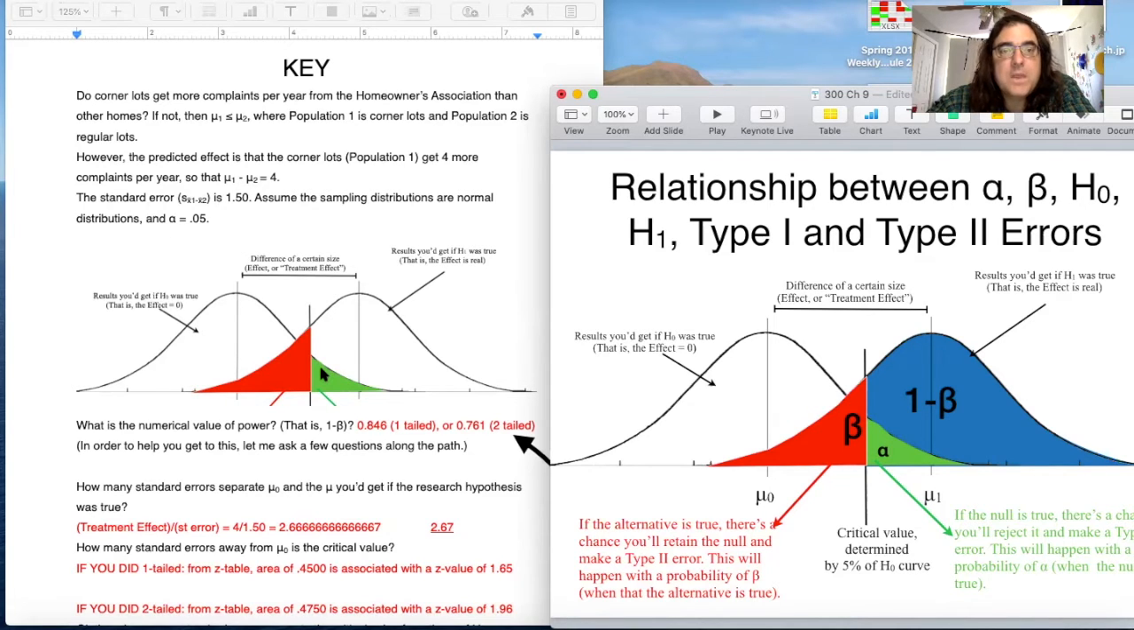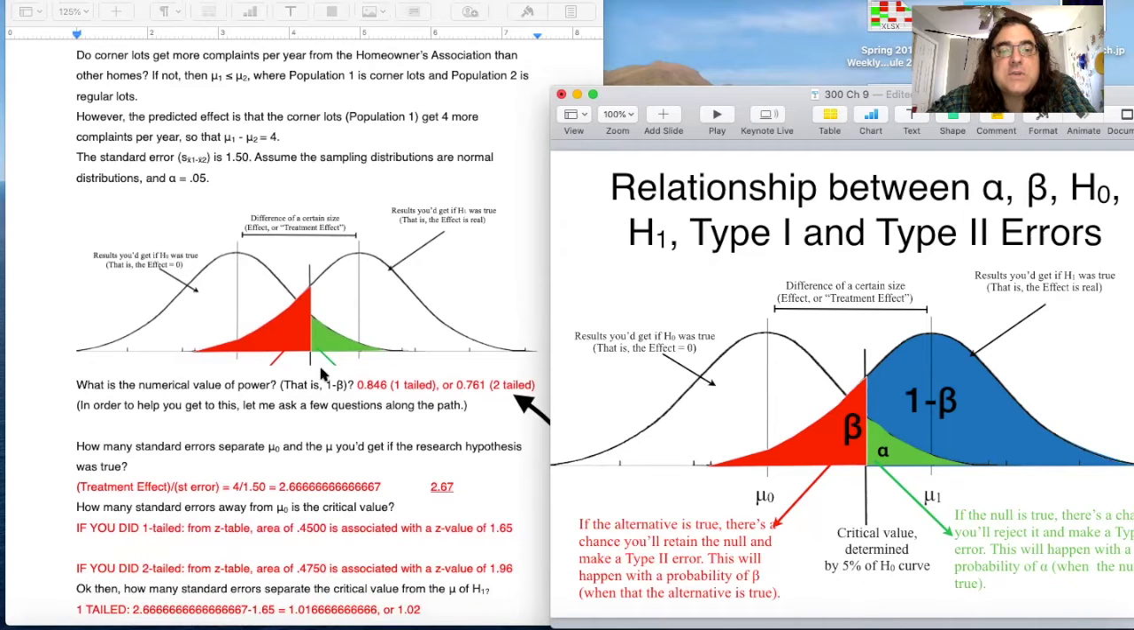All right. So using all that information, I've asked you to give me a numerical value for power. What I'm looking for when it comes to power is this blue area here, all the way down to the corner and then all the way out to the end. What is the blue area? Which is to say, what is the area under the alternative hypothesis curve that falls on the reject side of the critical value?